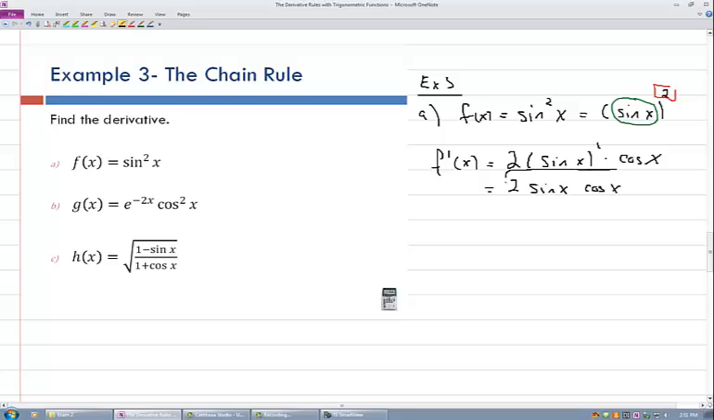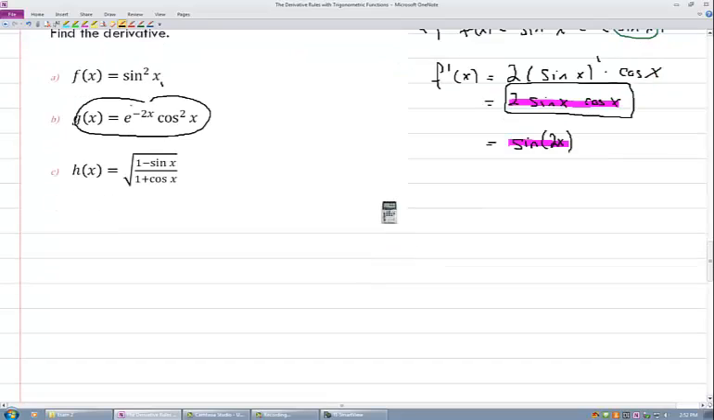And this is a fine answer. You can leave it like this. Or you could actually write this, if you remember our identities, this is the same thing as sine of just 2x. But this answer above it, right here, is fine. I would probably just leave it like that. But know that it could also be written like that. The next one's a little bit more involved. So if we look at this next problem, right here, part B, let's copy it down.